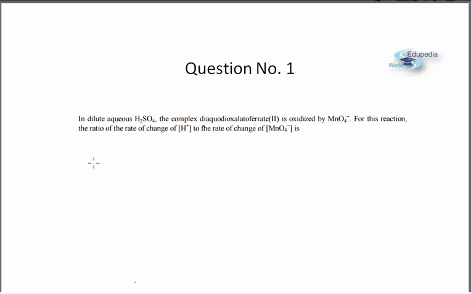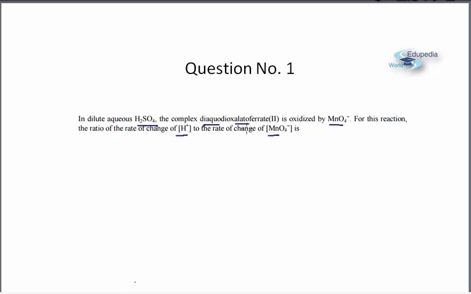Okay students, let us look at question number 1. It says that in dilute aqueous sulfuric acid, the complex diaquo dioxylato ferrate 2 is oxidized by MnO4 minus. For this reaction, the ratio of rate of change of H plus to the rate of change of MnO4 minus is. Now this is an integer answer type question and it is based upon concepts from multiple chapters.